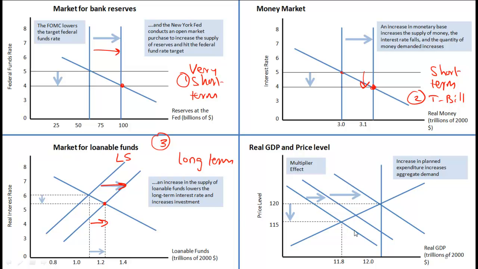If investment goes up, what happens to the aggregate demand? That kicks to the right, and then we also have a multiplier effect. So eventually, ideally, we end up at this point where we are back at potential GDP.